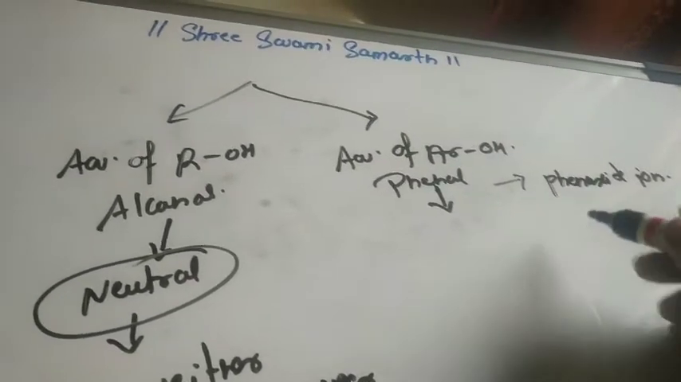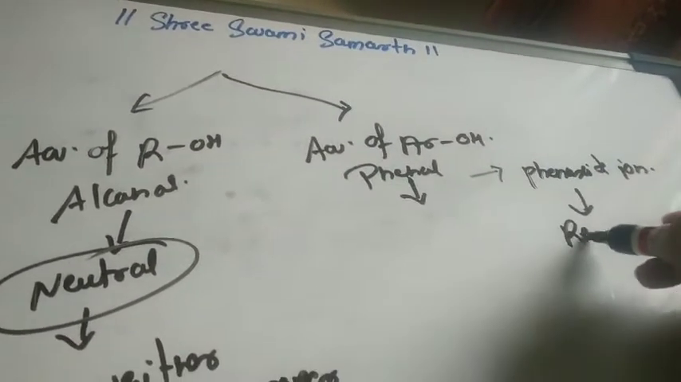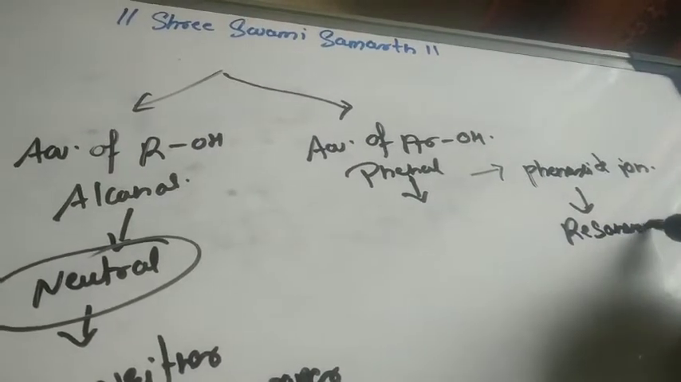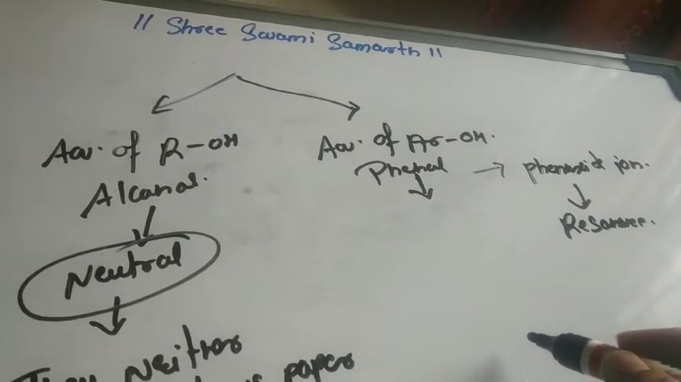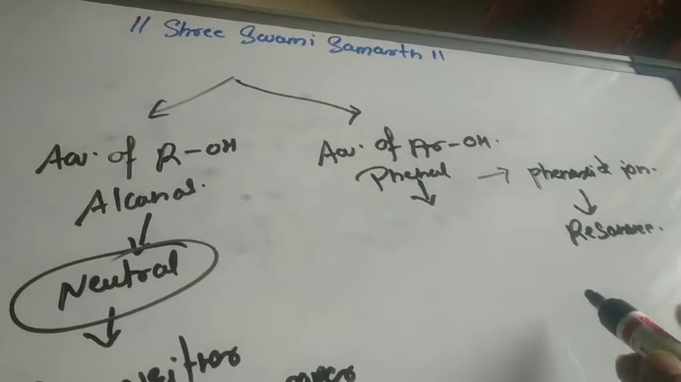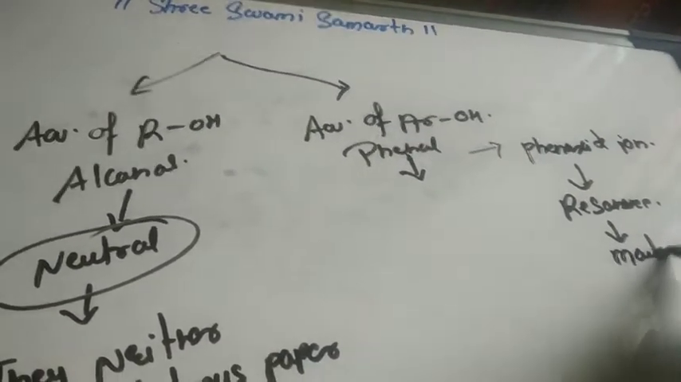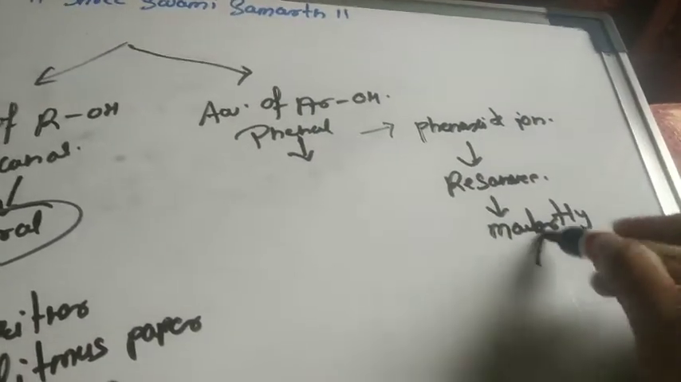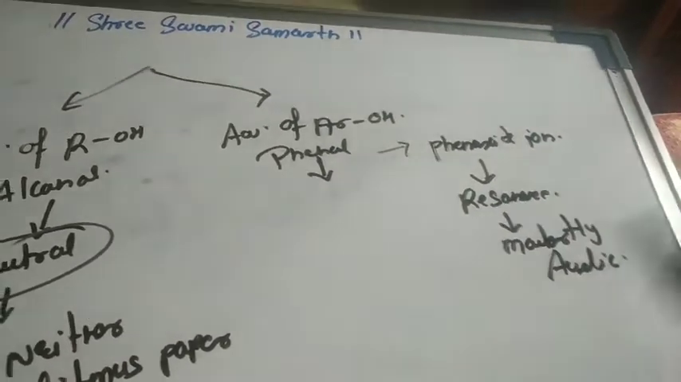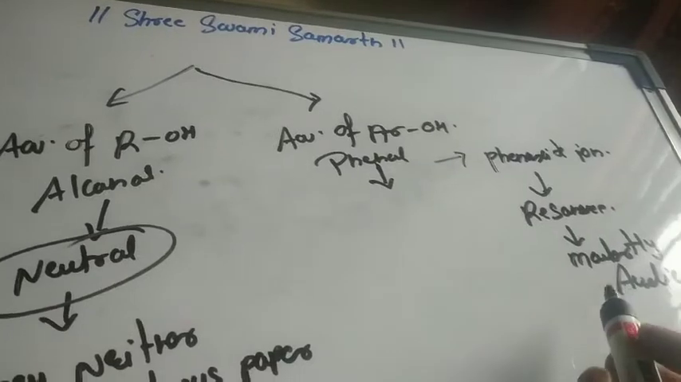Now this phenoxide ion can be stabilized by the resonance. Right? This phenoxide ion can be stabilized by the resonance. That is why they are moderately acidic in nature. Right? So you need to remember this.